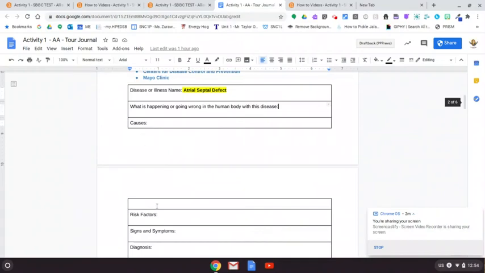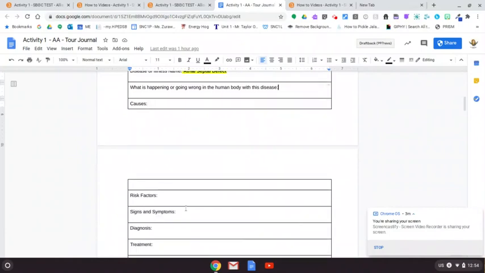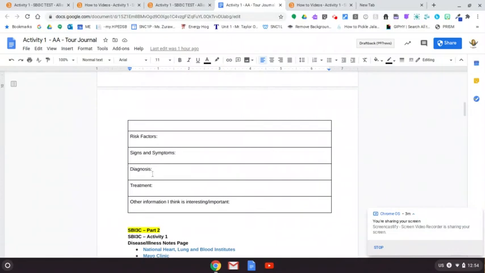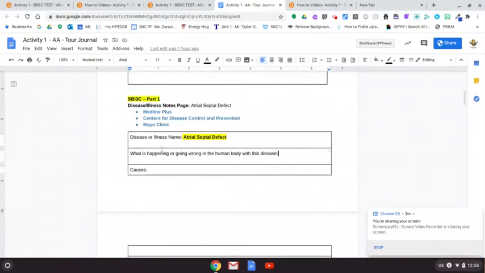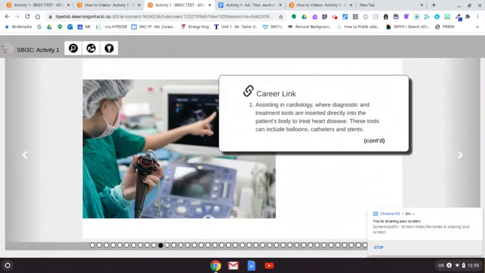What causes it, what the risk factors are. So is it sort of a genetic illness? Is it a lifestyle issue? And you're going to indicate that. What are some of the signs and the symptoms of the illness, as well as how is it diagnosed and treated? So these web pages will provide you with information, as well as, let's have a look.